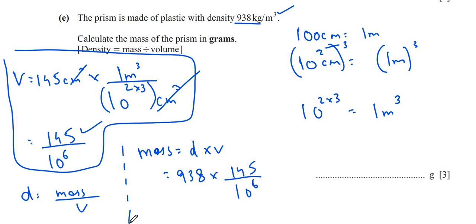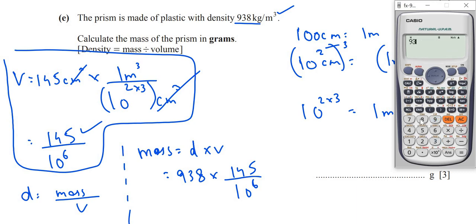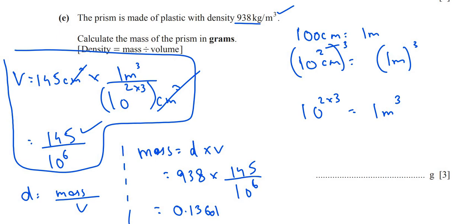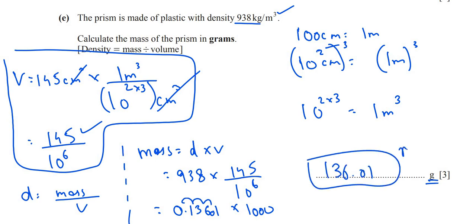So let me put this whole thing into my calculator. 938 multiplied by 145 upon 10 raised to power 6, I get 0.136. Alright, and this is in kgs. Sorry, I'm just naming the numbers wrong. This is not your answer, because it is saying calculate this in grams, and since this is in kg, and 1 kg is 1000 grams, I will multiply this with 1000. So the answer becomes 136.01. Alright, I hope you were able to understand the second question.